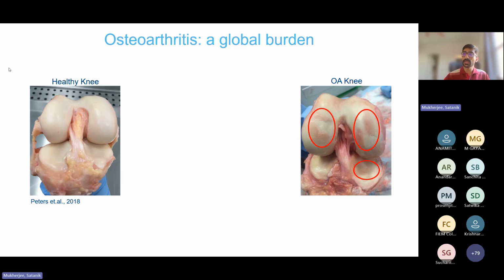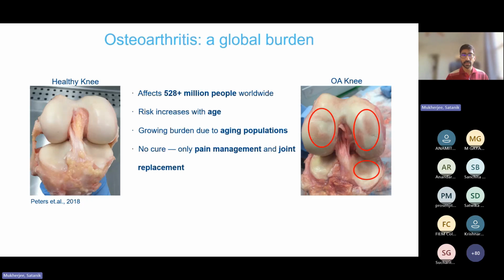As you can see, this white tissue that is the cartilage in a healthy knee of a patient is completely degraded in osteoarthritis. So you can see all this degradation of the cartilage in these locations indicated by the red circles. And what happens as a result of this is there's a lot of pain in a lot of patients, and there's a loss of mobility and loss of quality of life, and it's a global burden.